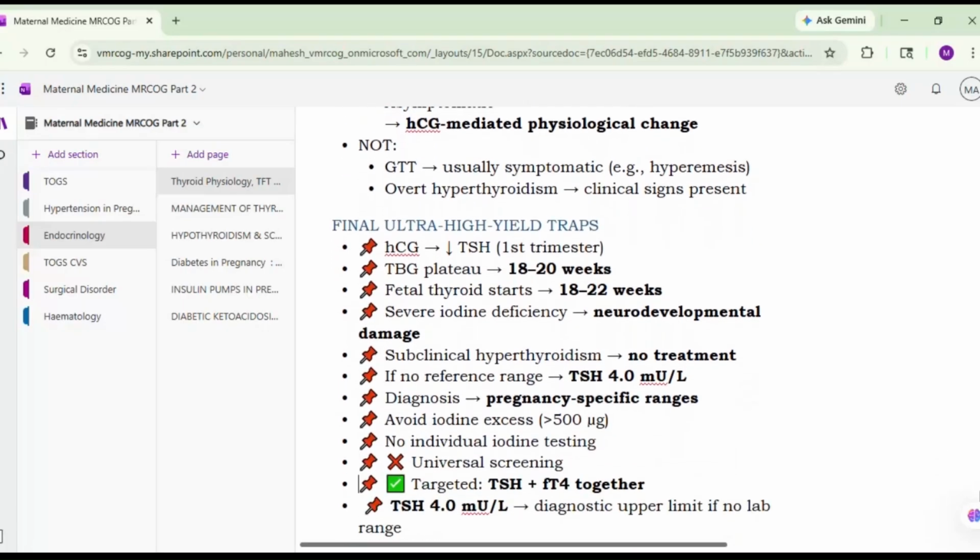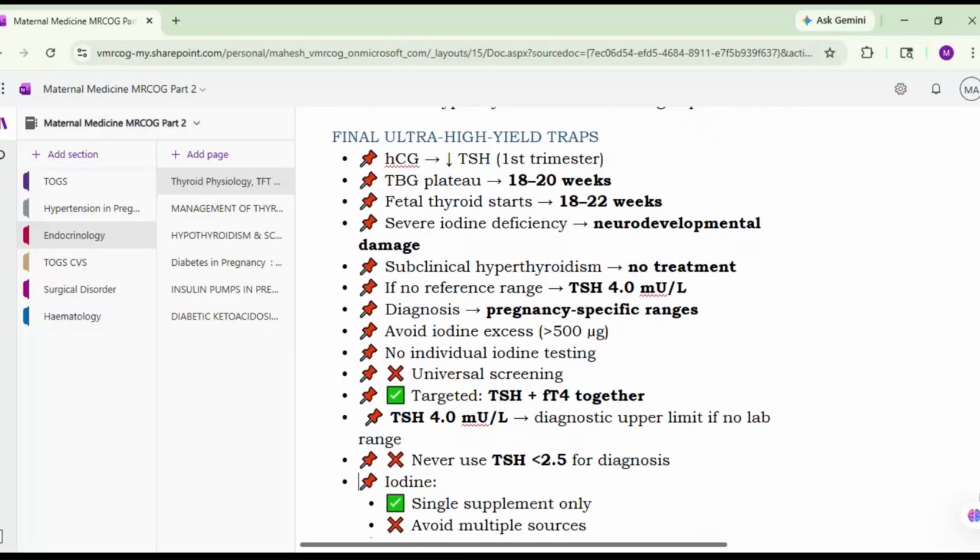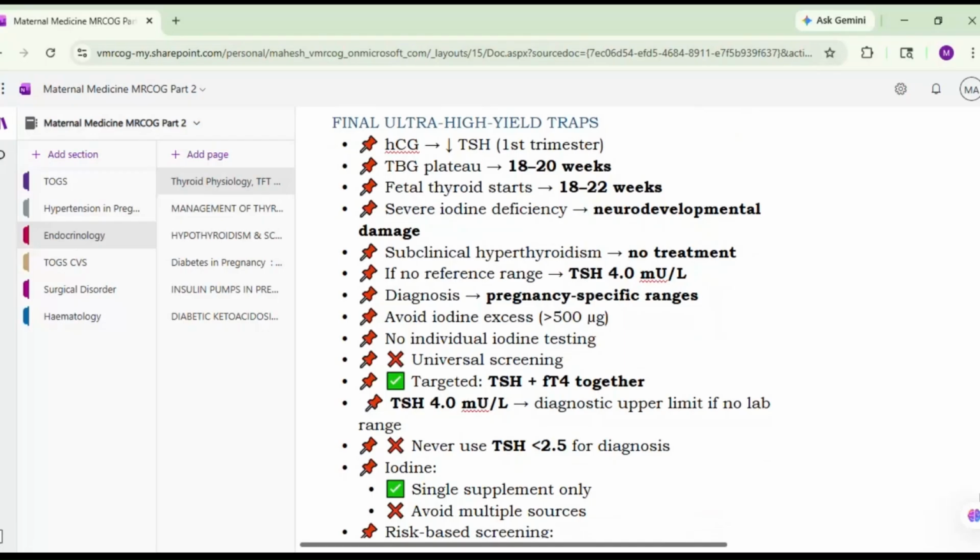Okay, so the take-home message is that hCG will lead to decreased TSH in the first trimester. Thyroid binding globulin will plateau by around 18 to 20 weeks of gestation. Fetal thyroid starts functioning by around 18 to 22 weeks of gestation. In severe iodine deficiency, there will be neurodevelopmental damage. Subclinical hyperthyroidism needs no treatment. If there is no reference range, use a TSH of 4 milli-international units for diagnosis, otherwise go for pregnancy-specific ranges. Avoid iodine excess of more than 500 microgram. No individual iodine testing is required. Universal screening for thyroid function is not recommended.